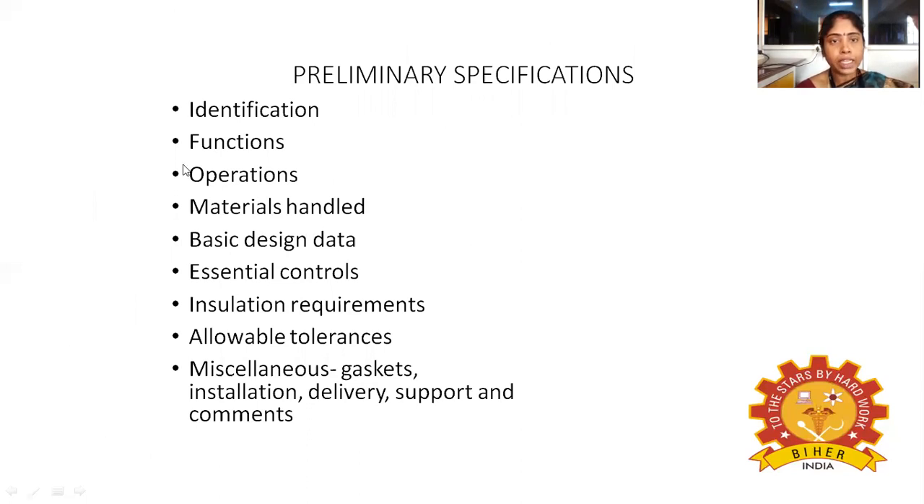Whatever materials we have used to construct the equipment, those specifications have to be mentioned on a fermenter or any equipment. That is how it can be done. The first one is identification, then function, operation, materials handled, basic design, essential control, insulation requirement, tolerances, and various miscellaneous items that are needed. So based on the first one, it is identification.